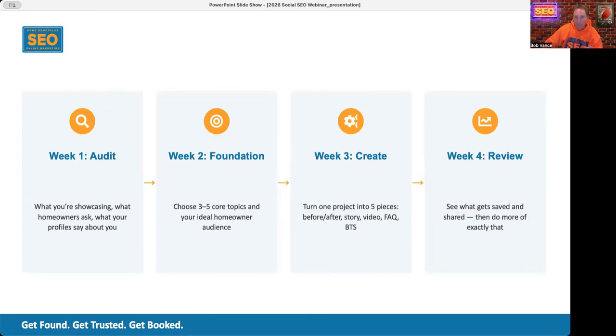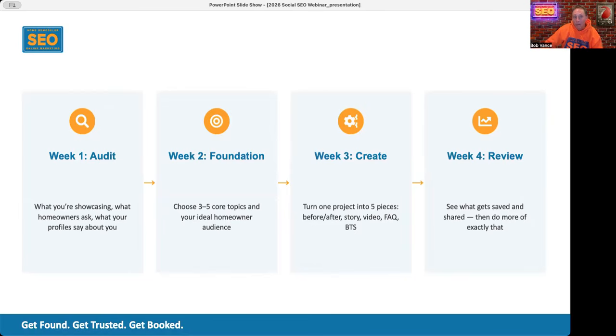Week three, start creating searchable content. Take one of your projects and turn it into multiple pieces of content: a before and after post, a full project story, maybe an educational video, maybe a problem you came across and were able to solve. Maybe it's FAQ content for those questions homeowners have. Maybe it's some behind the scenes footage of you and your team, shooting the bull or talking about the project, or maybe just laughing, having a good time on a project site. That's allowable, right? You can have a good time on a project site.